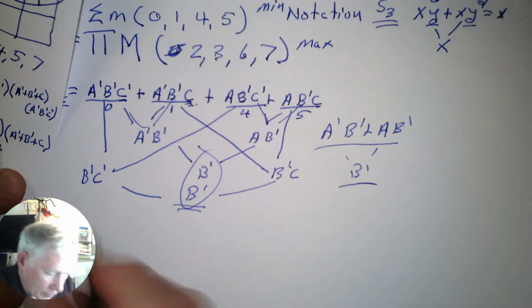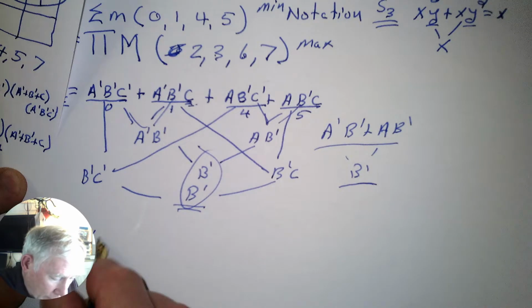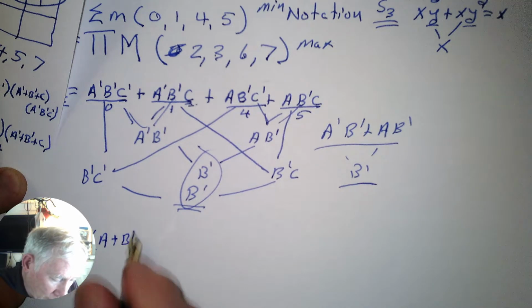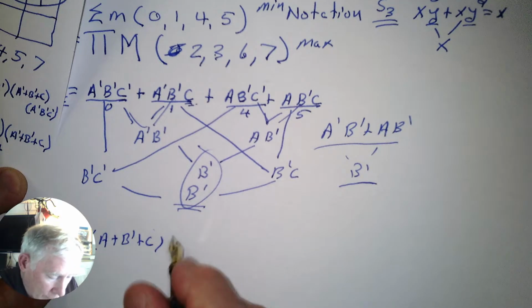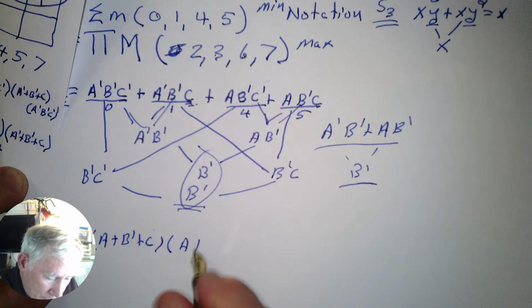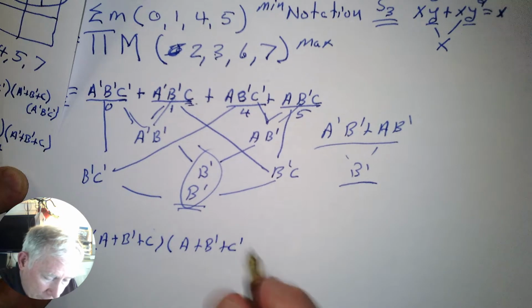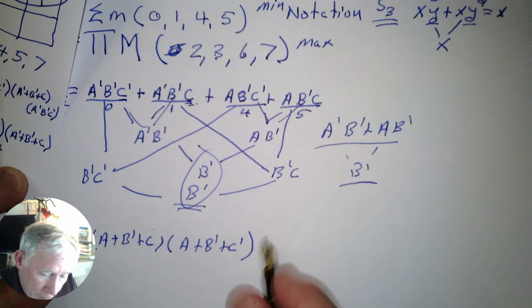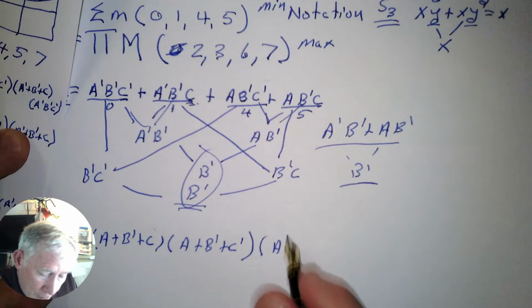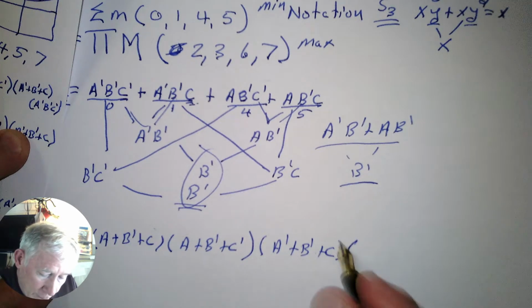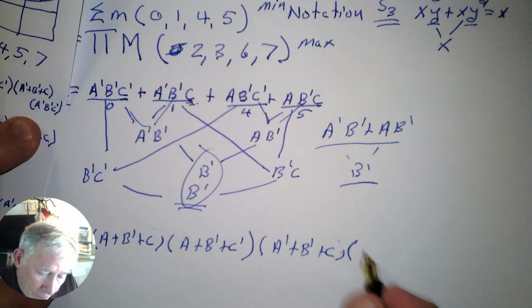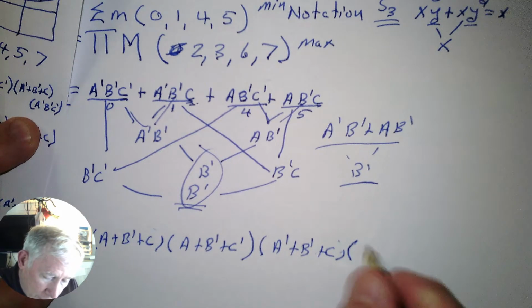And now my pen's running out of ink. So we have A plus B prime plus C, that's maxterm 2. And then that's times A plus B prime plus C prime, that's maxterm 3, times A prime plus B prime plus C. And finally, oops, yeah, I'm out of ink. Okay, let me fix that.